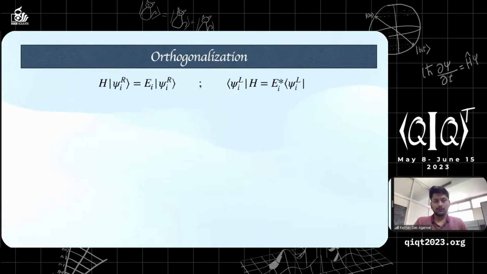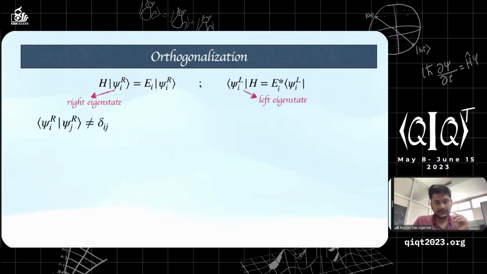Also, there's a problem of orthogonalization. So in a non-Hermitian Hamiltonian, we'll have two types of eigenvectors. One is the right eigenvector and one is the left eigenvector. In the Hermitian case, the right eigenvector and the left eigenvector will be complex conjugates of each other. But this is not true in the non-Hermitian case. So this is a right eigenstate, and if we see from the left side, it's a left eigenstate. So in non-Hermitian, the right eigenstates may not be orthonormal.